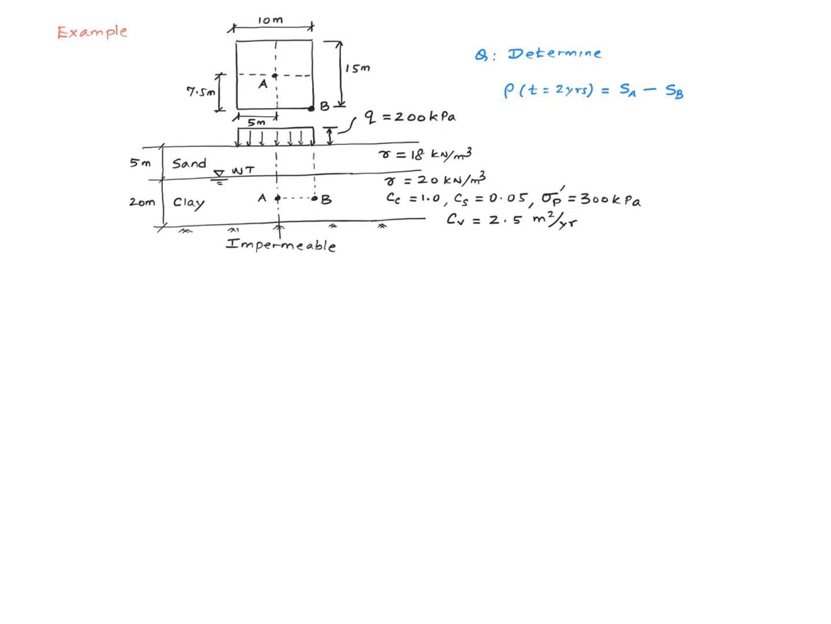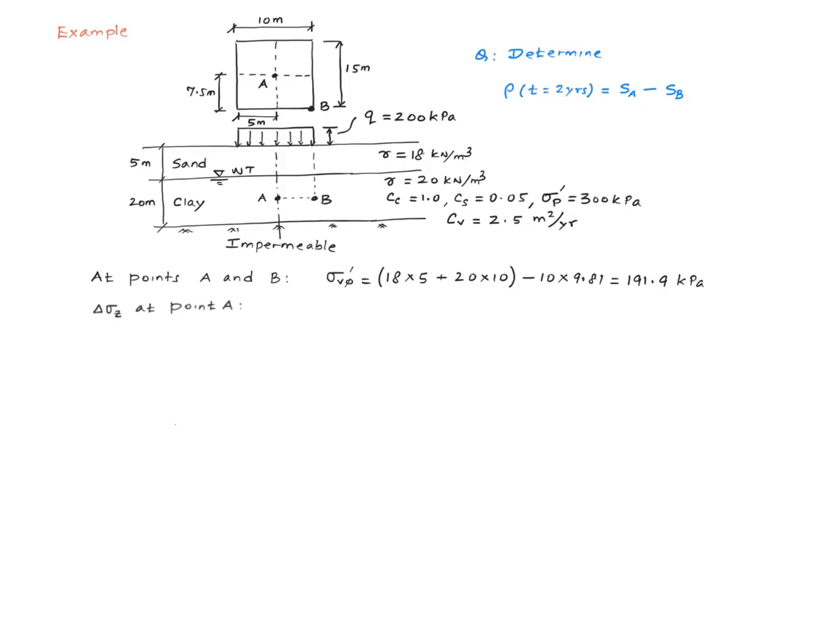Let's first go ahead and calculate the initial vertical stresses at points A and B. Since both points are at the same depth, initial stresses at these 2 points will be equal to each other. I calculate a value of 191.9 kilopascal for the initial vertical stress at both points A and B. Basically, you calculate the total stress, pore water pressure, subtract one from the other in order to get the vertical effective stress.